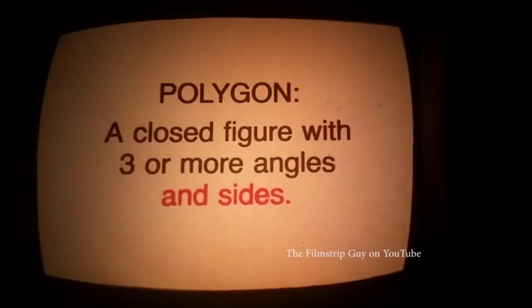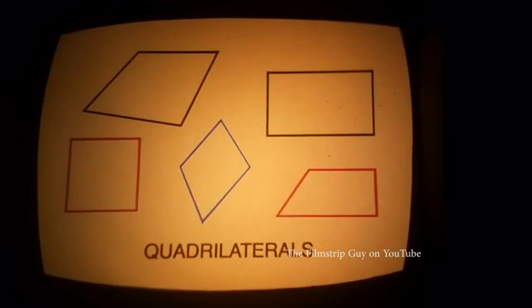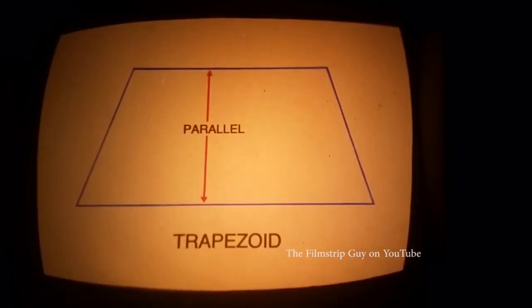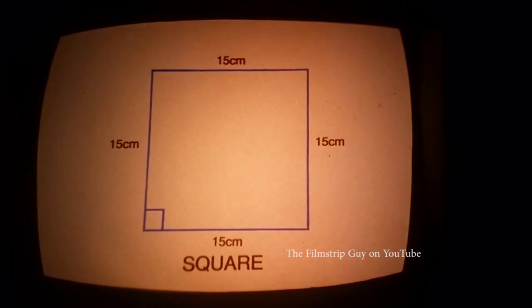Polygons are closed figures of three or more sides. A polygon of three sides is a triangle. Specially named triangles are acute, obtuse, right, isosceles, and equilateral triangles. A four-sided polygon is called a quadrilateral. A quadrilateral with two parallel sides is a trapezoid. If both pairs of sides are parallel, the quadrilateral is a parallelogram. If a parallelogram has right angles, it is a rectangle. If a rectangle has equal length sides, it is a square.